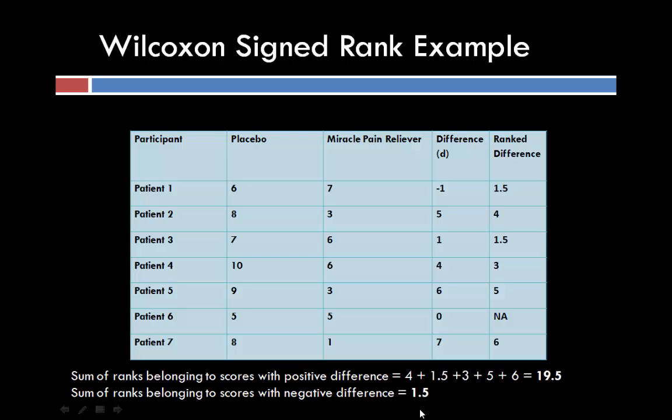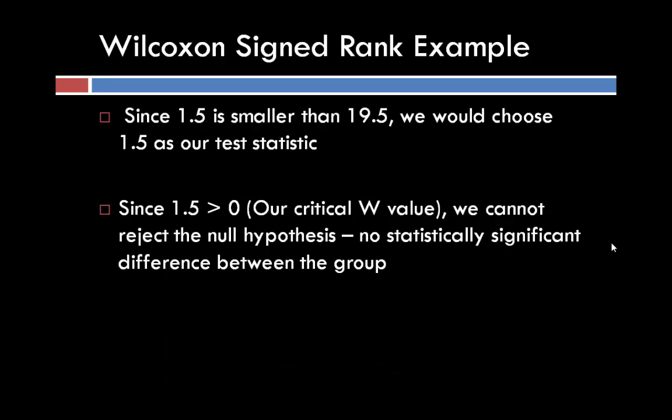Next we sum the ranks belonging to scores with a negative difference, and since there's only one of those, it will just be 1.5. So since 1.5 is smaller than 19.5, we would choose 1.5 as our test statistic. So this is similar to what we did with the Mann-Whitney U.